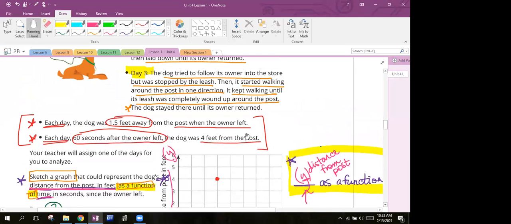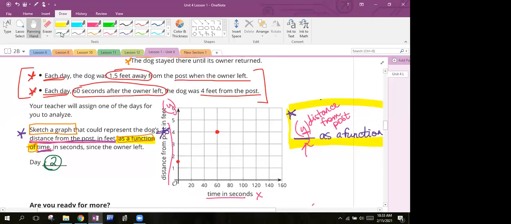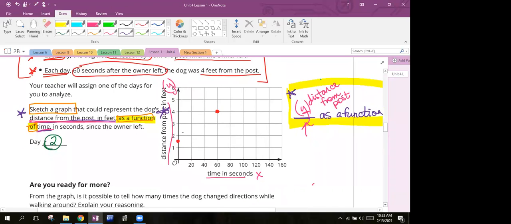Moving on, it says the dog walked around for the first minute. Do we know how far away he was from the post when he walked away? No. All we know is that it is a function. Therefore, each input can only have one output. So I can just kind of make it like this. Just start here. Okay, so the dog started walking.